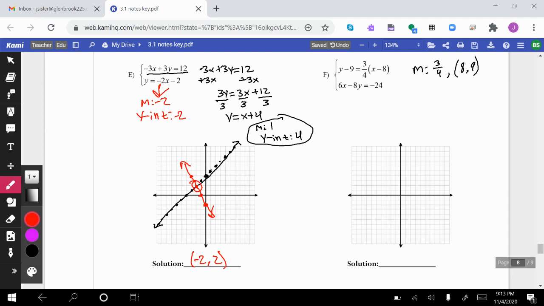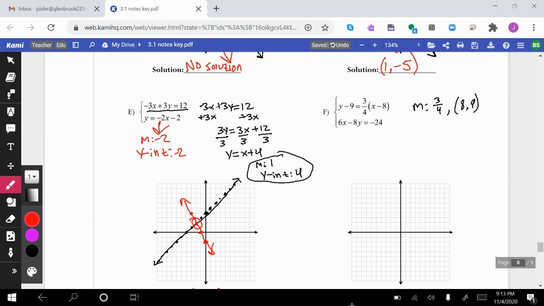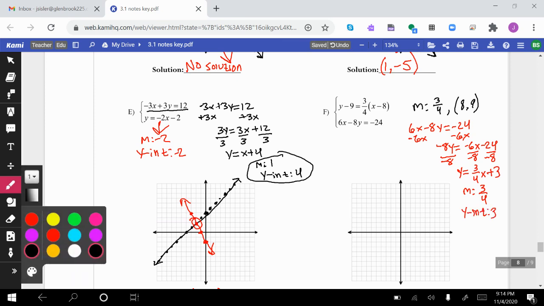For the second equation, I do have to convert it from standard form to slope-intercept form. So 6x minus 8y equals negative 24. I will subtract 6x, and I get negative 8y equals negative 6x minus 24. Divide by negative 8, and I end up with y equals 3/4 x plus 3. So my slope is 3/4. My y-intercept is 3. And let's just do some graphing.